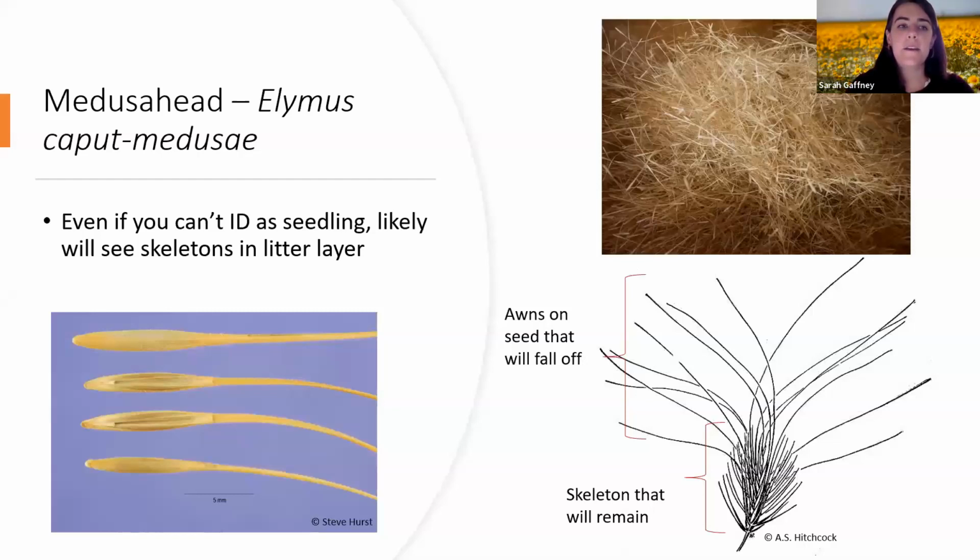If you are trying to identify it but it doesn't yet have its seed head out, which is, as I said, the most common way to identify it, if it is a Medusa head patch, you likely will be able to see a skeleton of that seed head in the litter. In this diagram, these long, crazy things are the awns that attach to the seeds. They fall off, and then you're left with this skeleton of these shorter sticky things that are attached to the stem. Because the thatch takes so long to decompose, you likely will see a lot of skeletons in the area.